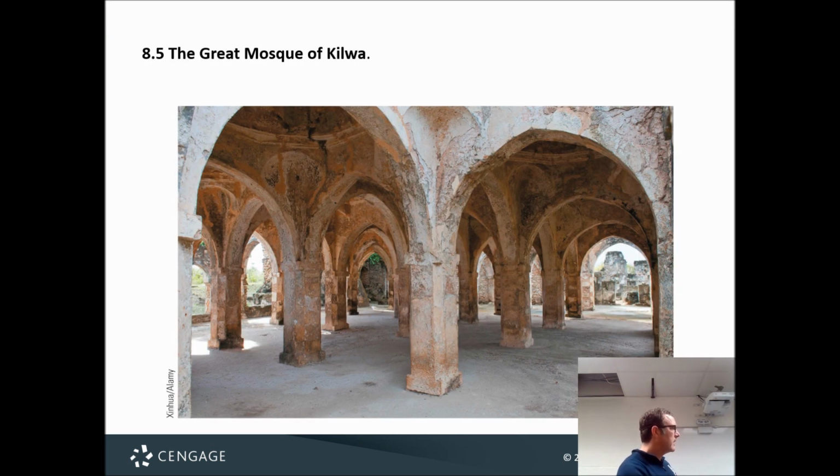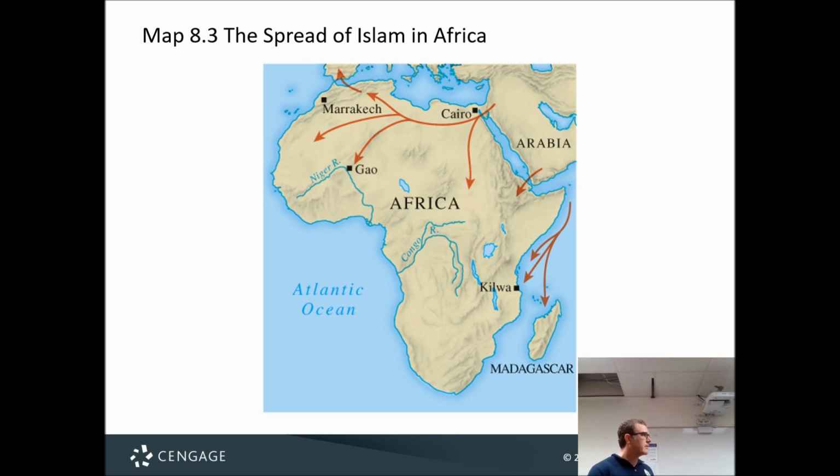All right, so this is Kiwa, and this is a mosque there, so you can see the influence of Islam. So the city of Kiwa is on an island just south of what is today Dar es Salaam, and it's a center of Muslim culture. It's along the coast of East Africa. Now, as we look at how Islam spread throughout East Africa, you can see it's affecting different regions, primarily along established trade routes.